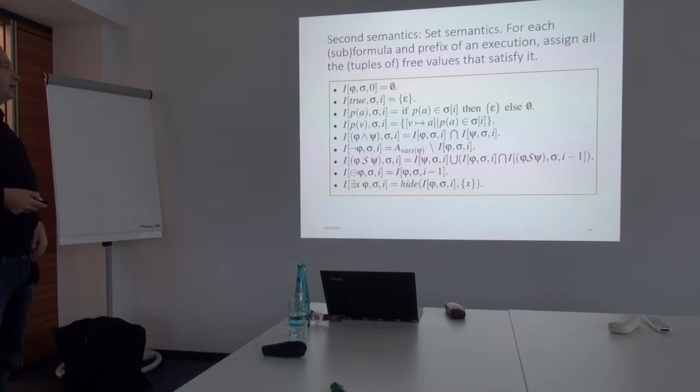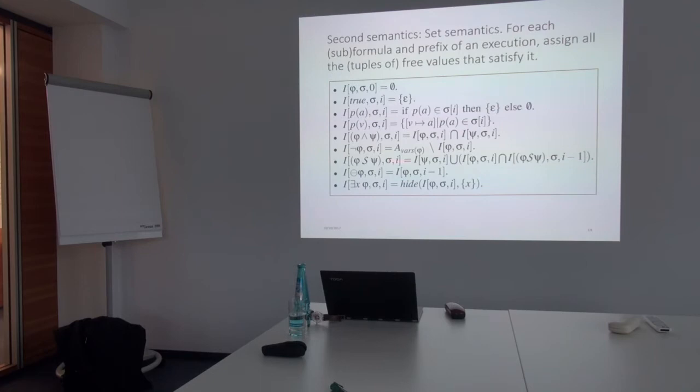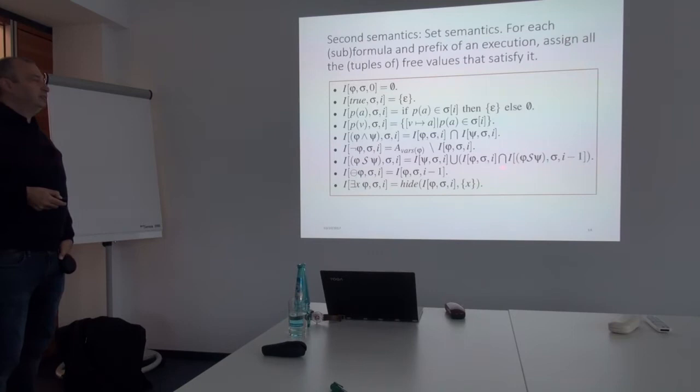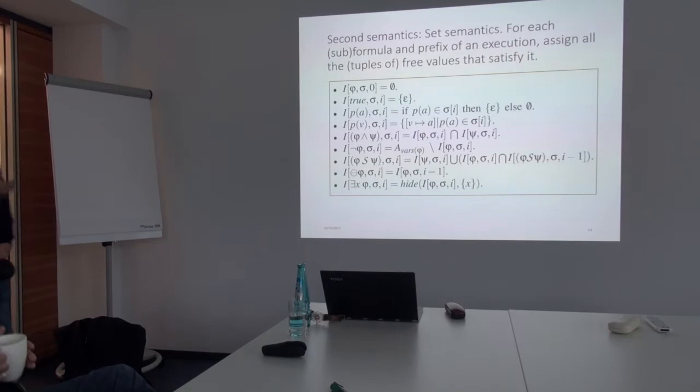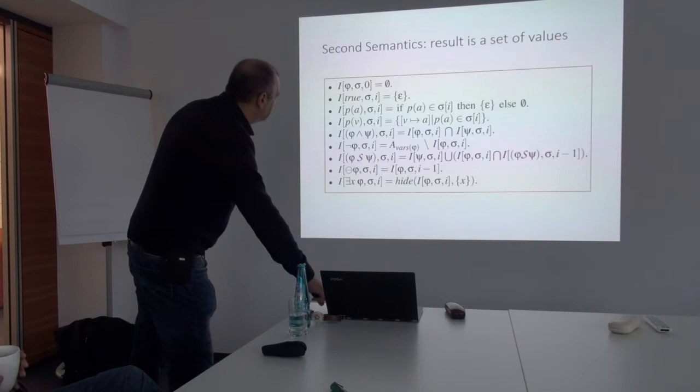And in a similar way, this is the dual operator, a database operator. Look at the since operator. The since operator says something about the values now, and it's a union of the values previously intersected with calculating the same formula in the previous state. Okay, and again, this is the dual of the join operator, and this is the alternative semantics.